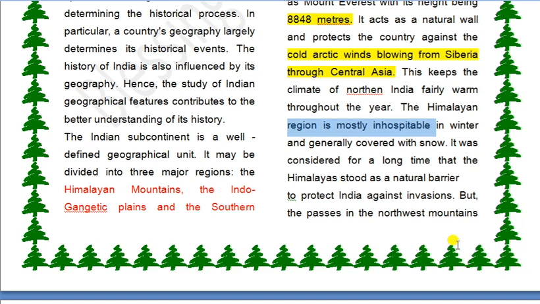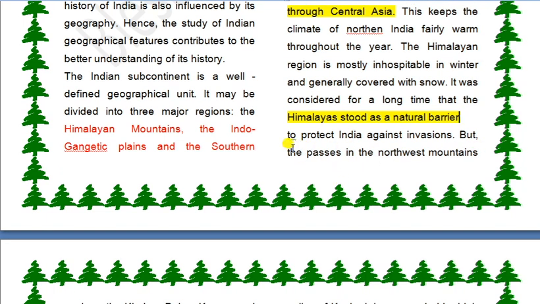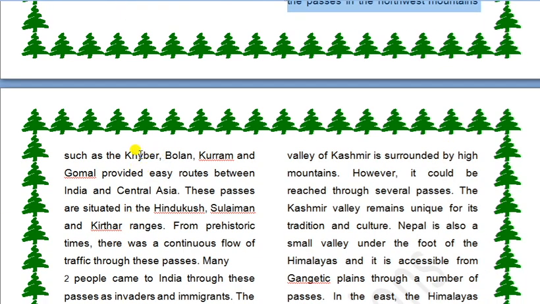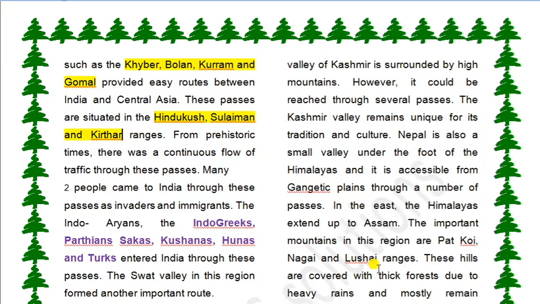It was considered for a long time that the Himalayas stood as a natural barrier to protect India against invasions, but the passes of the northwest mountains, such as the Khyber Pass, Bolan Pass, Kurram and the Gomal, provide easy routes between India and Central Asia. These passes are situated in the Hindu Kush mountains and Suleiman and Kirthar ranges.